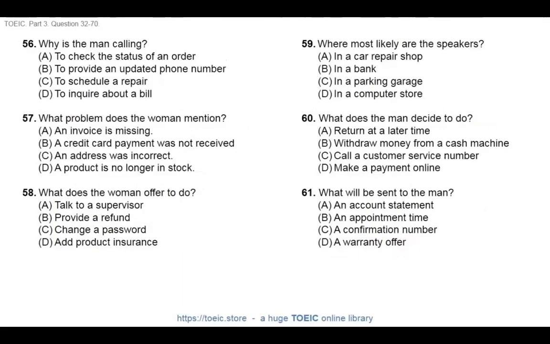Questions 56 through 58 refer to the following conversation. Hi, I ordered a video camera from you a week ago, and it hasn't arrived yet. The tracking number is 17965. Could you find out what's happened to it? Okay, let me check. I can see from our database that a delivery was attempted yesterday, but it looks like the driver had the wrong address.